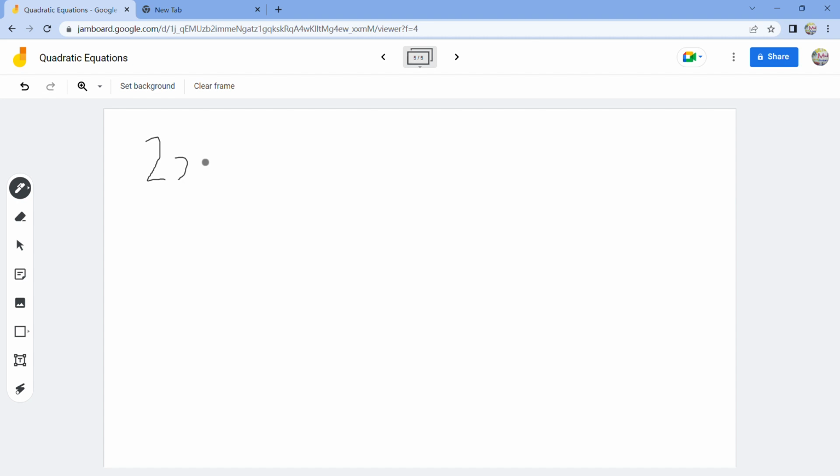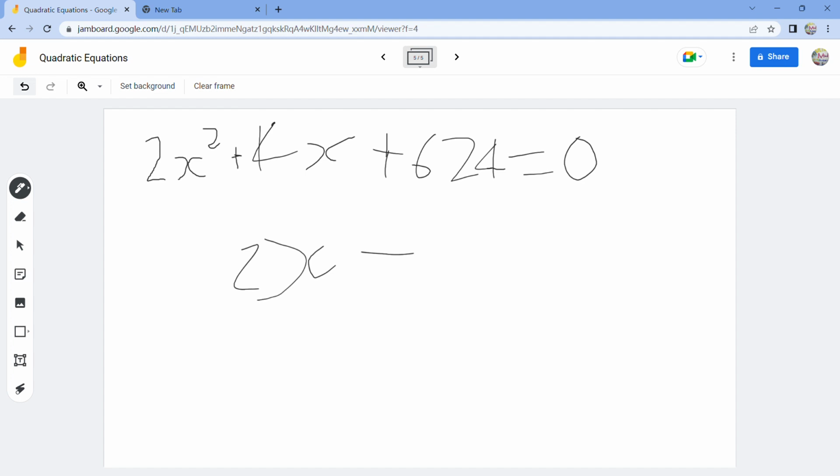Okay, so let's now continue into our second problem. What happens if it's not x squared? What happens if it's 2x squared plus 4x plus 624 equals 0? Yeah, what happens if it's 2x squared?